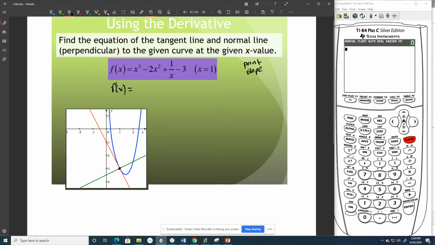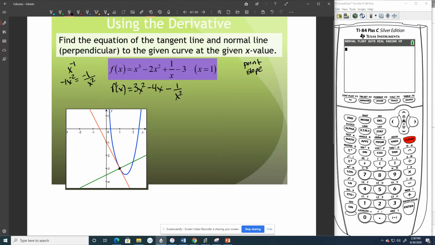So I'm going to use those rules that we learned. I'm going to take the derivative. Here it's mostly just a sum and difference rule. So x cubed, the derivative of x cubed is 3x squared. The derivative of minus 2x squared is going to be minus 4x. 1 over x, we might need to rewrite that as x to the negative 1 to see it. But the derivative of x to the negative 1 is negative 1x to the negative 2, remember, which is negative 1 over x squared. So this becomes minus 1 over x squared. And then the derivative of negative 3 is nothing. It's a constant, so it's just 0.